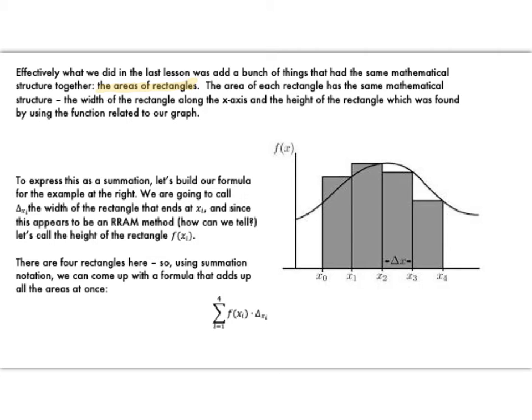There are 4 rectangles here, with i going from 1, 2, 3 to 4, and we're going to find the area of each one and add them all up. This is the sigma notation that we're going to use. It's the height of the rectangle times the width for rectangle 1, then the height times the width for rectangle 2, the height times the width for rectangle 3, and the height times the width for rectangle 4. Add them all together, and this is what you get.